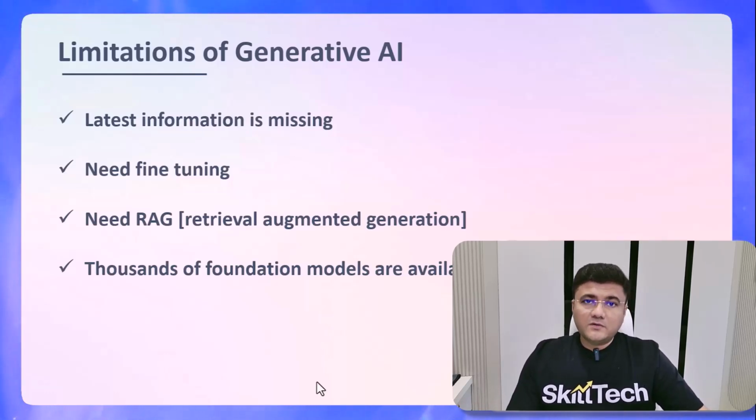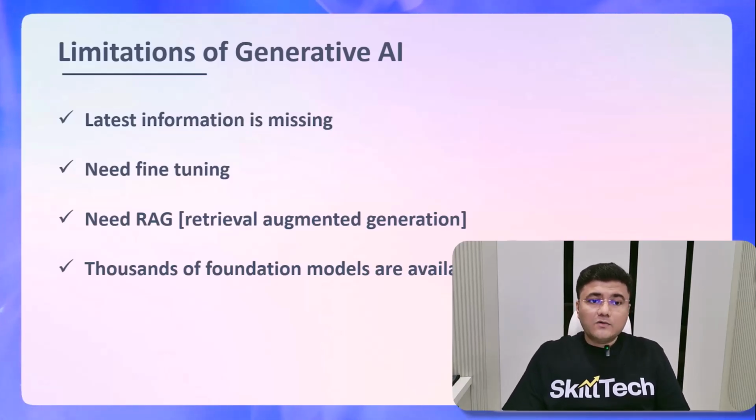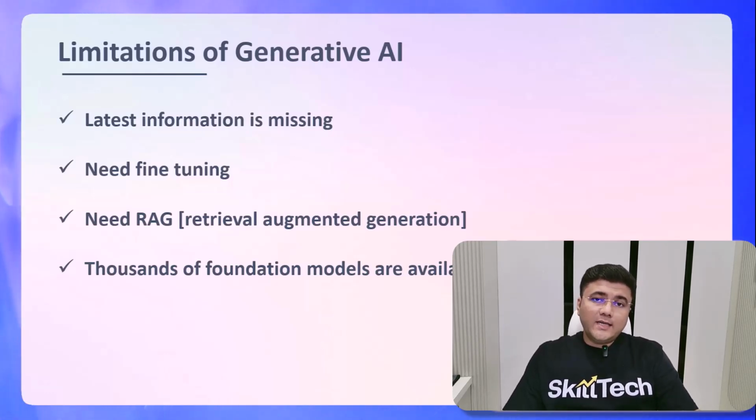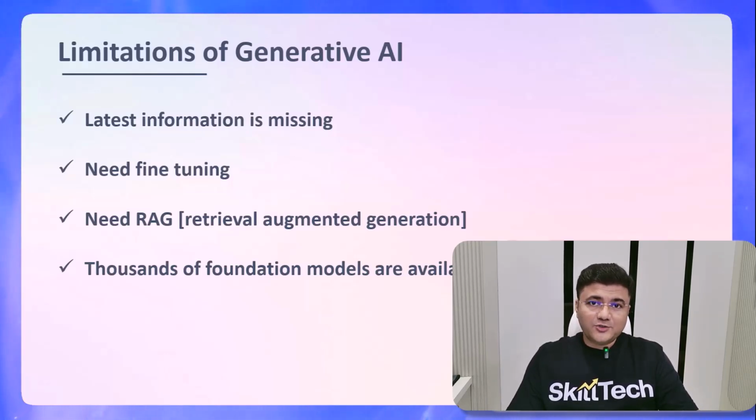As of now, for this particular video, I'm not going into that. And the last one is that there are thousands of foundation models available to choose from. Now, if you have seen my other videos, you know that there are more than 11,000 large language models and small language models available. And choosing the right language model from that is another big challenge. So, of course, these are the limitations of generative AI, which we have to keep in mind.